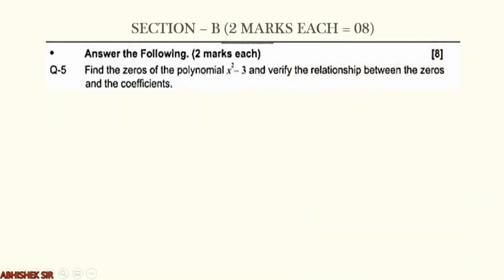Now let us move on to section B. In section B there are questions of 2 marks each, so that will be a total of 8 marks. Now let us start with question number 5.